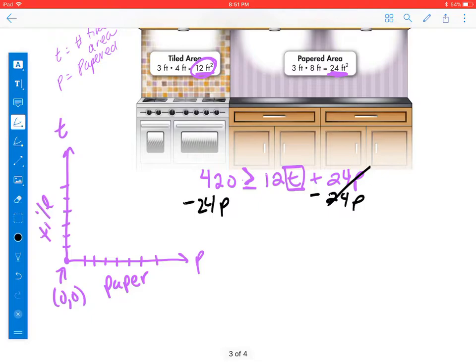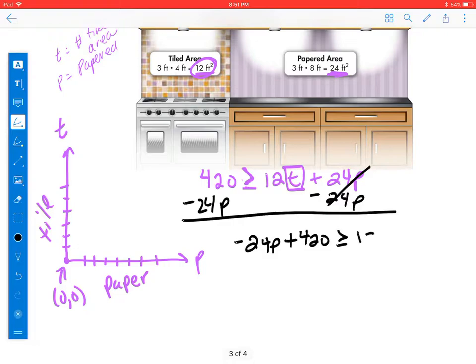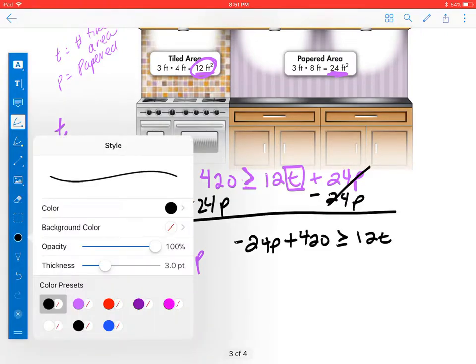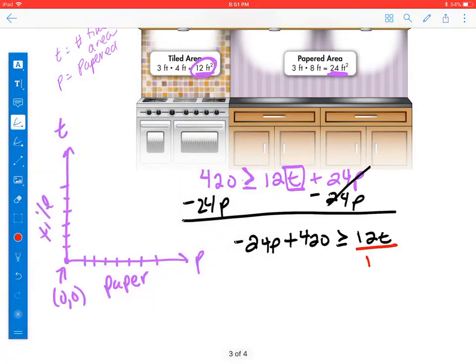Now I cannot combine the 24p and the 420p because the 420 is constant, the 24p is a variable. So I'm just going to write them next to each other. So 24p plus 420 greater than or equal to 12t. I still don't have t by itself. I now need to divide by 12. I need to divide each term in our inequality by 12.